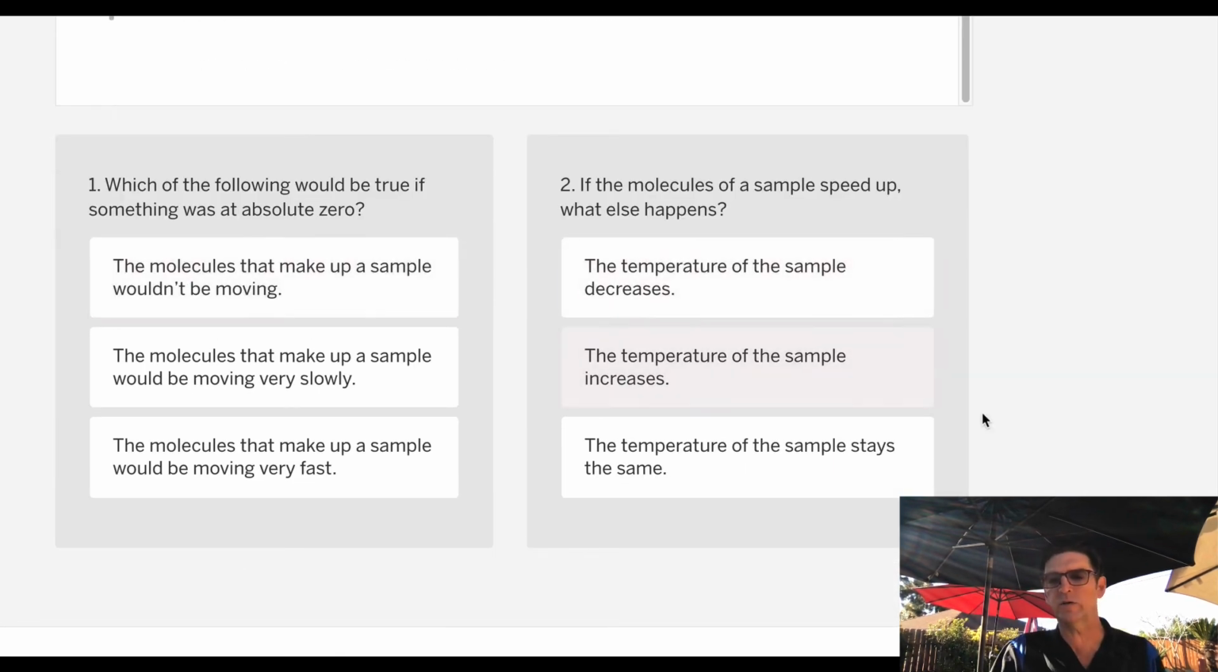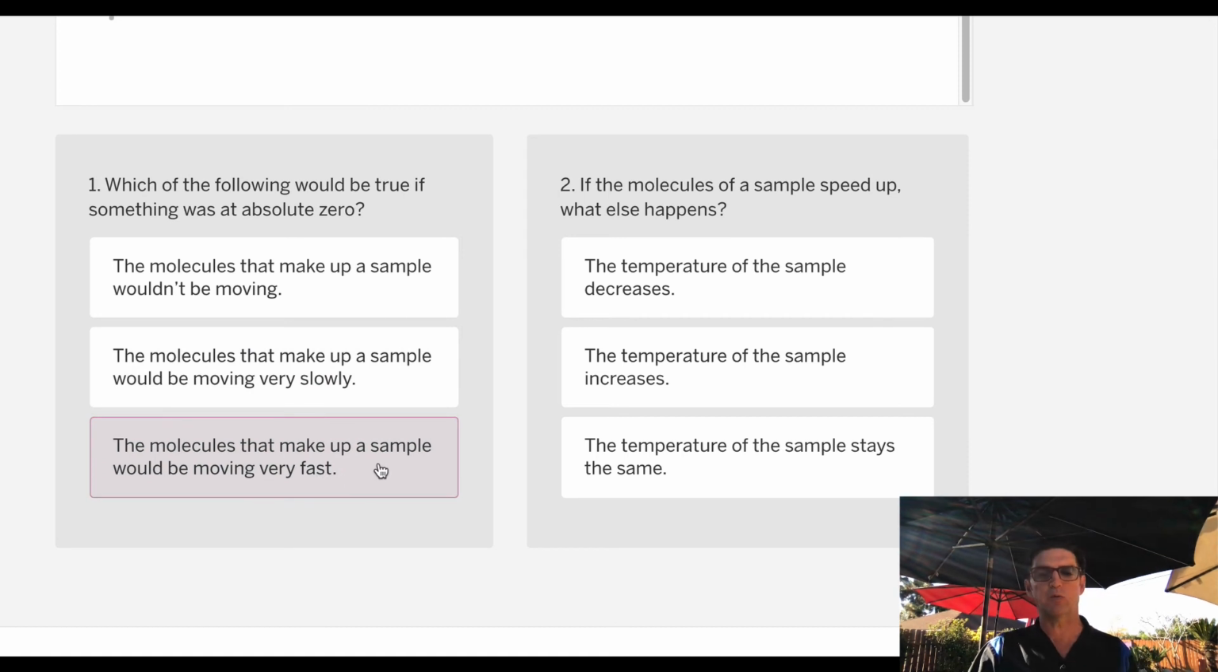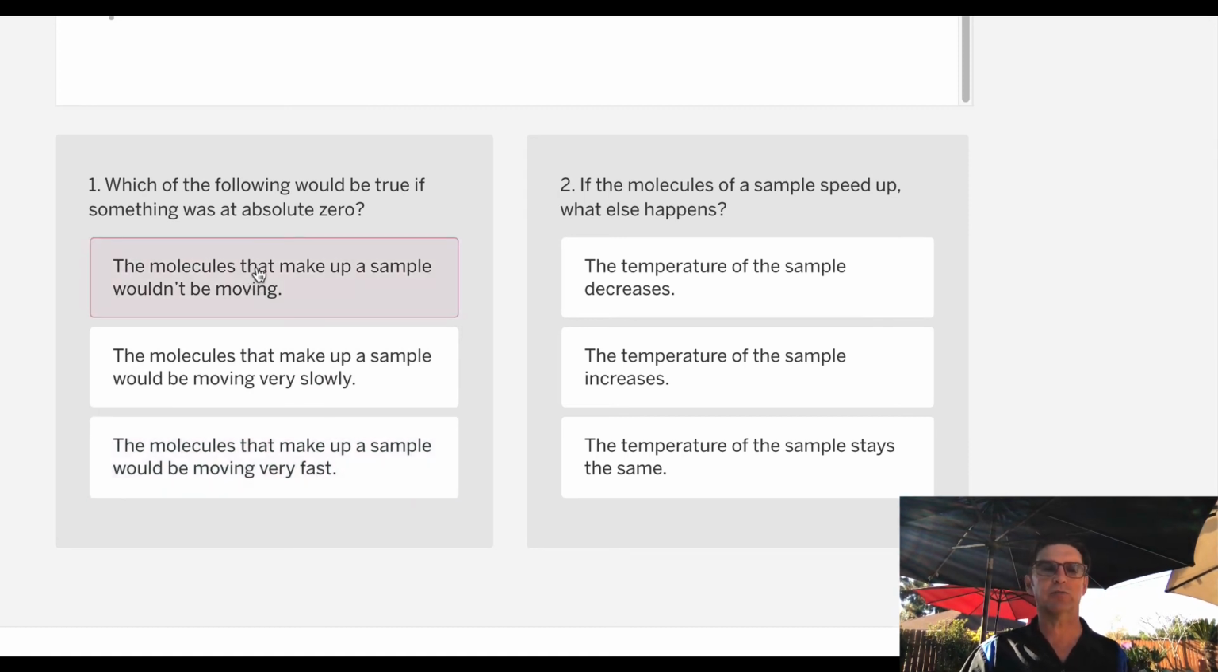If you're in your own doc, you can actually answer these questions. Which of the following would be true if something was at absolute zero? The molecules that make up a sample wouldn't be moving? The molecules that make up a sample would be moving very slowly? Or the molecules that make up the sample would be moving very fast? Which one do you think it is? 1, 2, or 3? Not moving at all, slow, or fast? Think about it. Put it in the chat if you want.